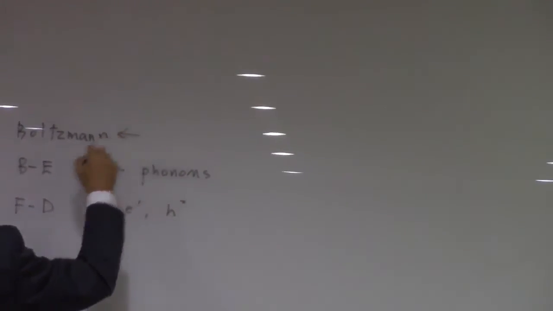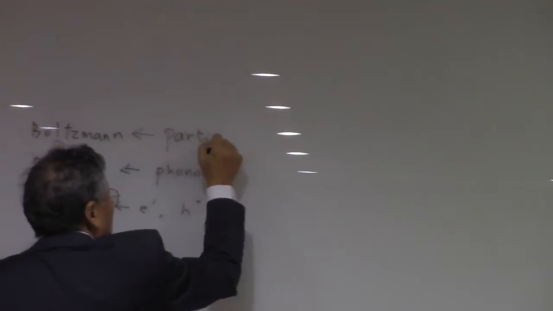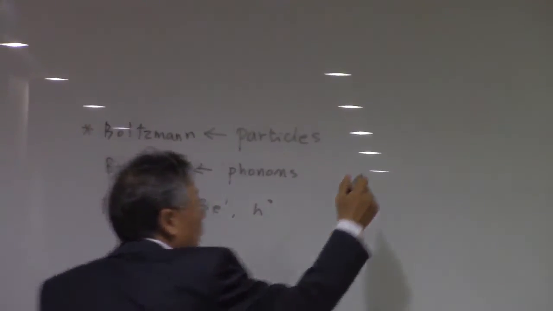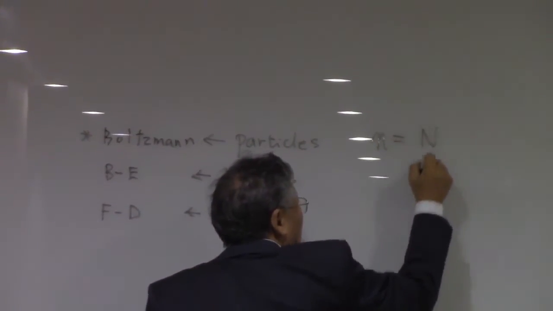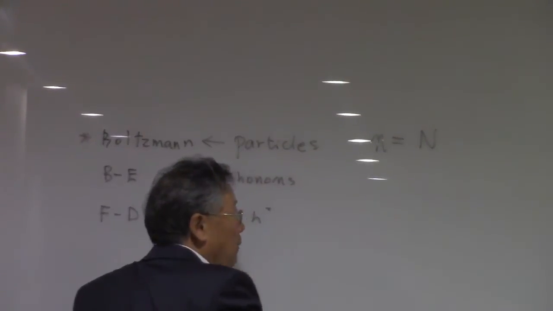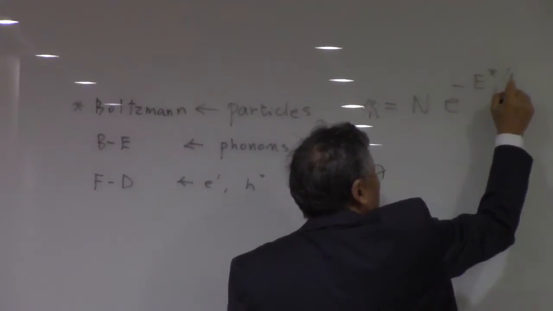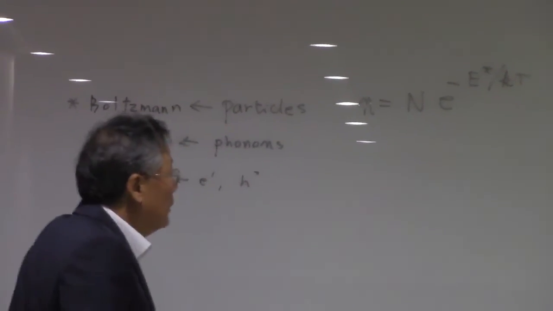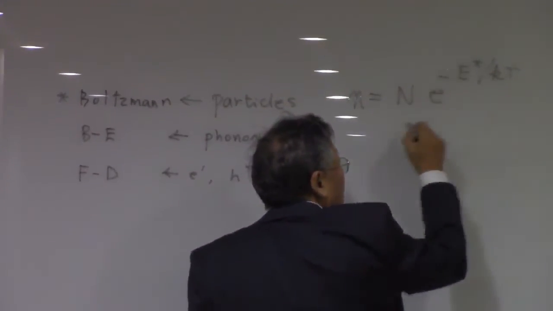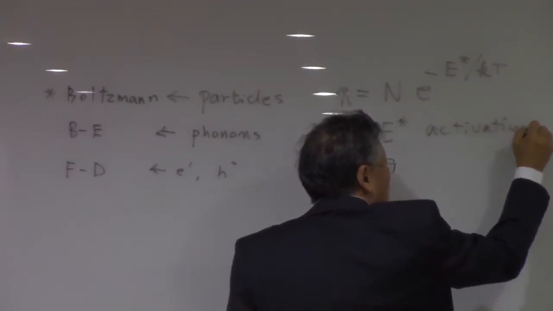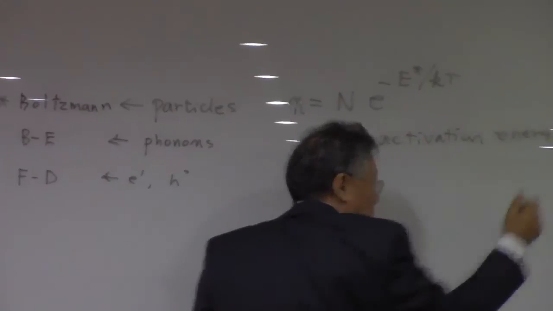And the Boltzmann is basically applied for particles, right? So this is the most popular one, Boltzmann, and the most simple. It's just written as N is equal to available sites times e to the minus E star over kT. Okay, this is a thermally activated process, and E star is going to be called activation energy.